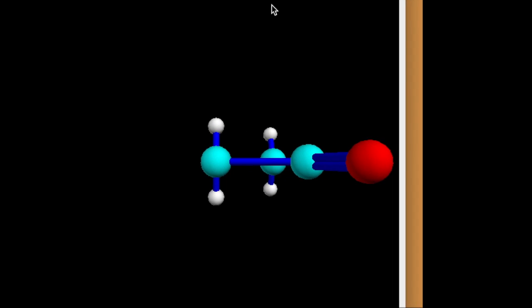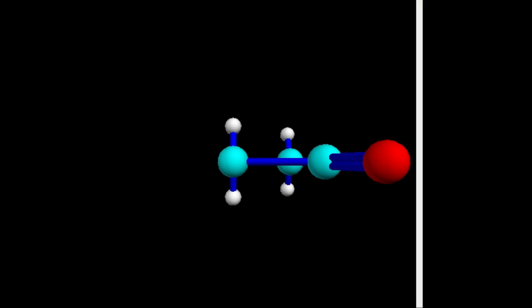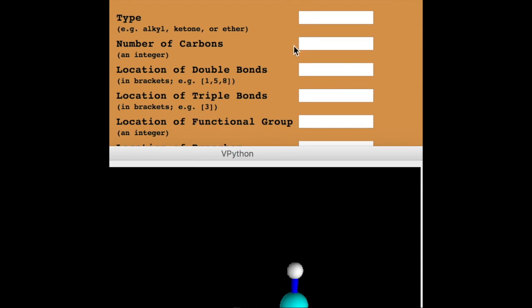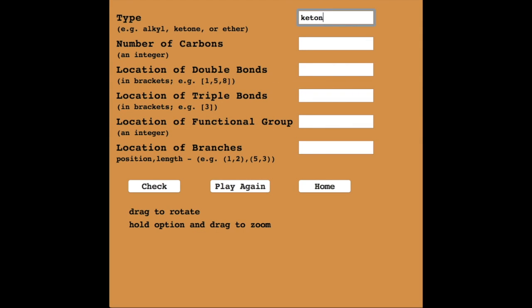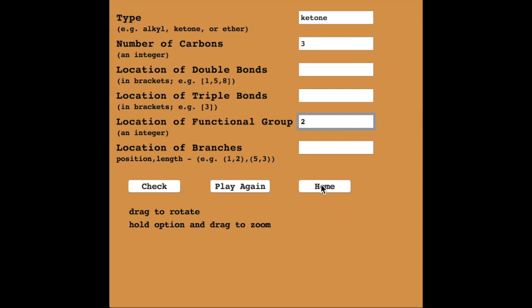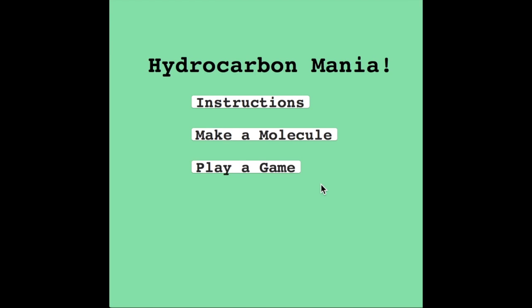This one you look at and you see 3 carbons and a double bond to an oxygen here. So from that you could determine that it's a ketone with 3 carbons, and we saw that the oxygen was coming off of the second carbon. So then we check it, and we're right. And then now we're going to go make some molecules.